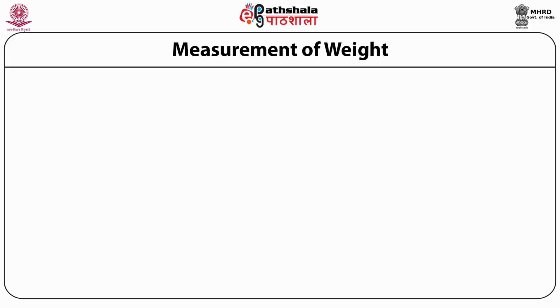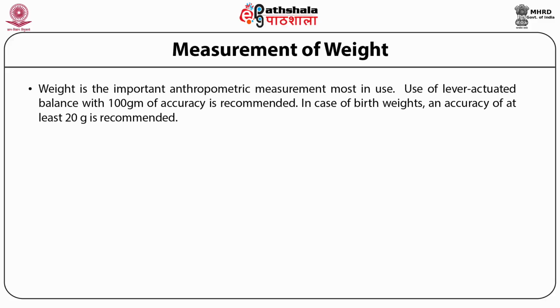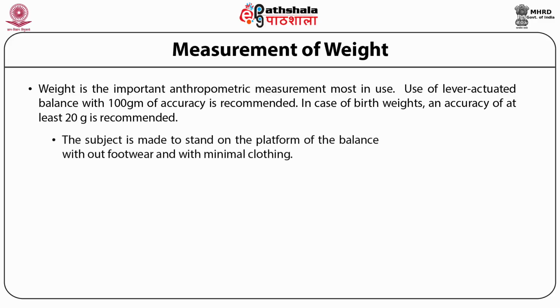Measurement of weight. Weight is the most important anthropometric measurement in use. Use of a lever actuated balance with 100 gram accuracy is recommended. In case of birth weights, an accuracy of at least 20 gram is recommended. The weighing scale should be placed on a firm and flat ground and zero error has to be adjusted. The subject is made to stand on the platform of the balance without footwear and with minimal clothing.